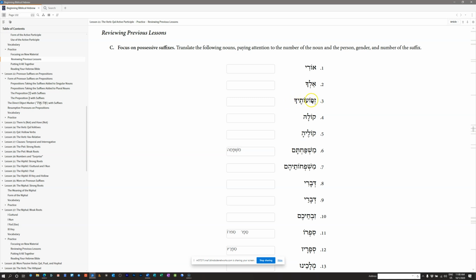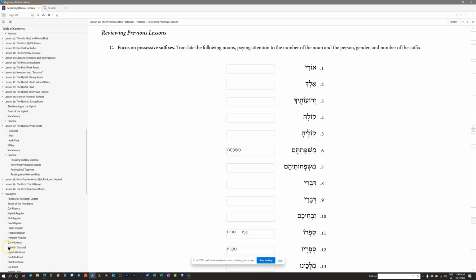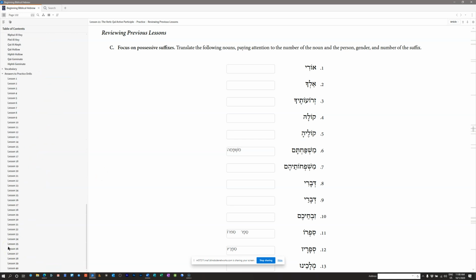Zeroteicha. Zera, I think, is seed or descendant. Zeroot, maybe this is just the plural form of Zera. Either way, the Segol Yod matches the plurality of the noun, and then we've got masculine singular. So I'm going to say this is something like your descendants or your generation, but I need to check on Zeroot, on what that means.